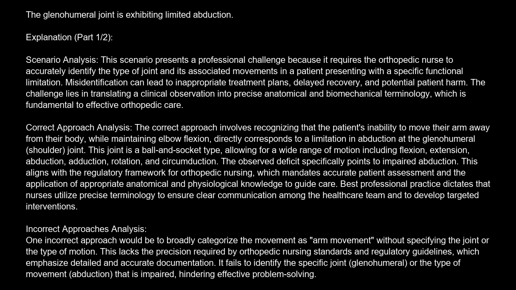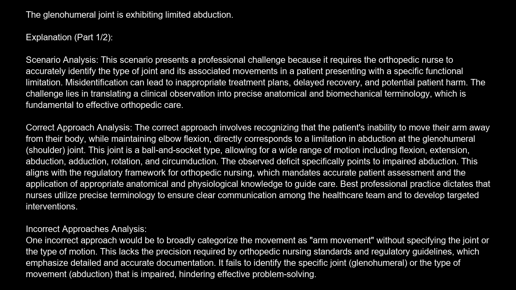Best professional practice dictates that nurses utilize precise terminology to ensure clear communication among the healthcare team and to develop targeted interventions. Incorrect approaches analysis. One incorrect approach would be to broadly categorize the movement as arm movement without specifying the joint or the type of motion. This lacks the precision required by orthopedic nursing standards and regulatory guidelines, which emphasize detailed and accurate documentation. It fails to identify the specific joint, glenohumeral, or the type of movement, abduction, that is impaired, hindering effective problem solving.